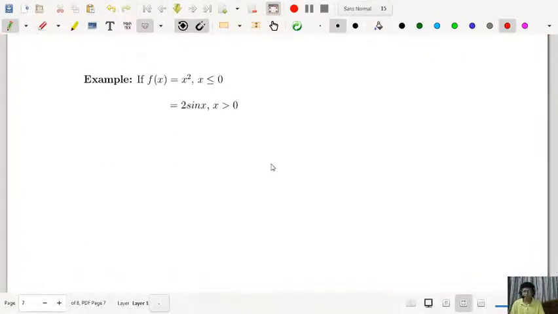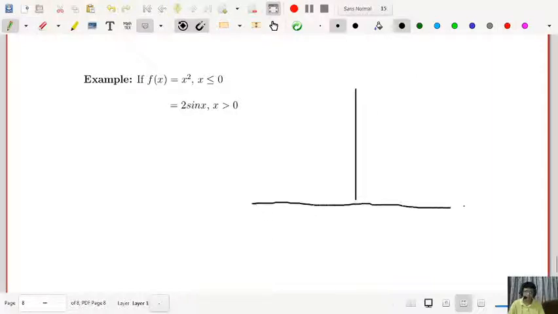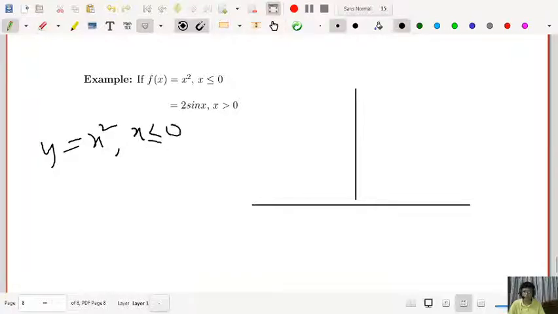Now let us give another interesting problem. Let us find out the maxima and minima of this function. Okay, so look at that. Graphically we can observe the function. For x less than or equal to 0, the function is y equal to x square. Look at that. The first part is y equal to x square for x less than or equal to 0. So it's a parabola, one branch of the parabola, one semi part of the parabola.